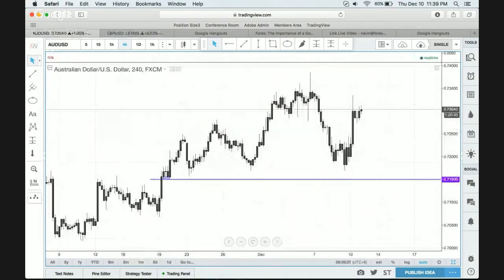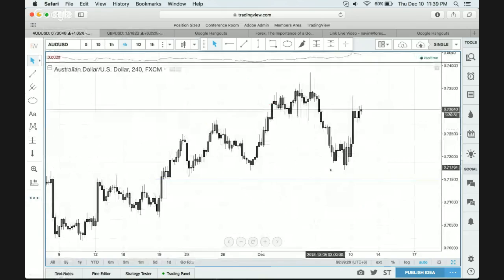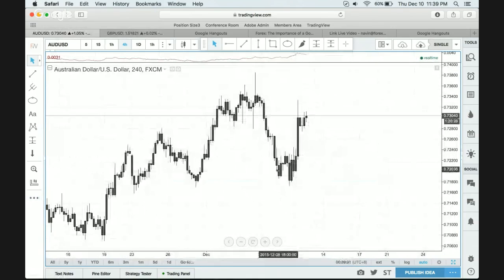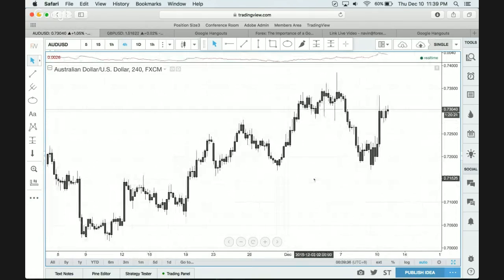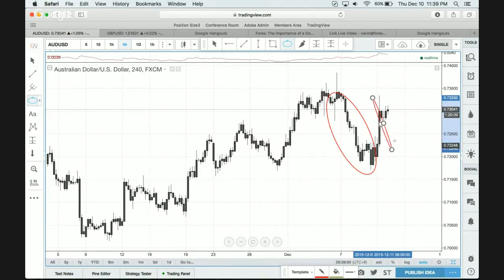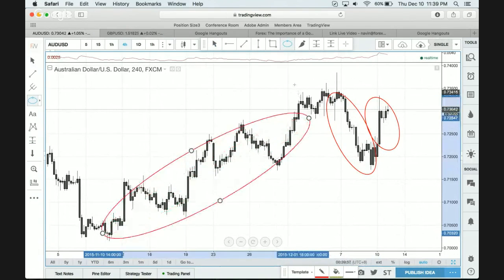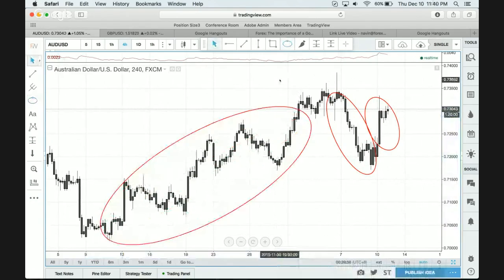Aussie dollar. Let's see if there's something on Aussie dollar. Let's clear this up. Okay, we're on the 4 hours on Aussie dollar. What do you guys see? What would you guys say the direction for this market is? Will you guys be saying it's a downtrend because of this? Will you guys be saying it's an uptrend because of this little circle? Or will some of you guys be saying it's an uptrend because of this big circle? Can someone tell me what's the right answer?